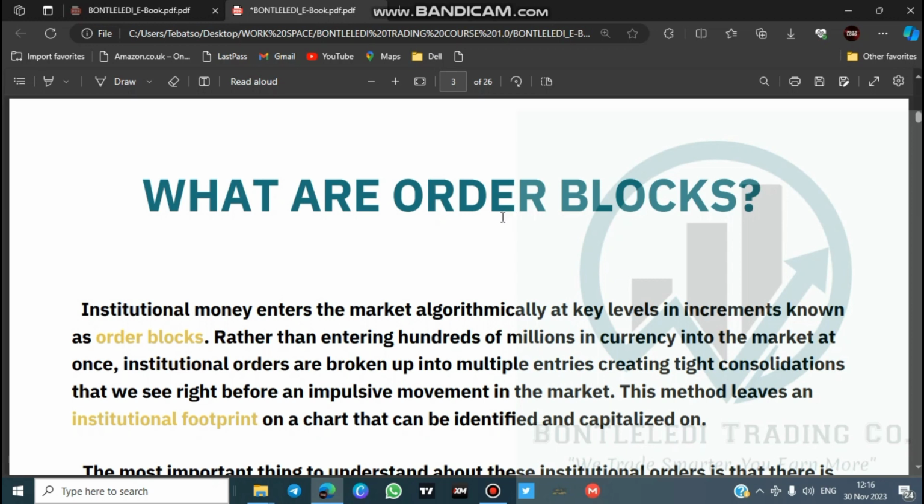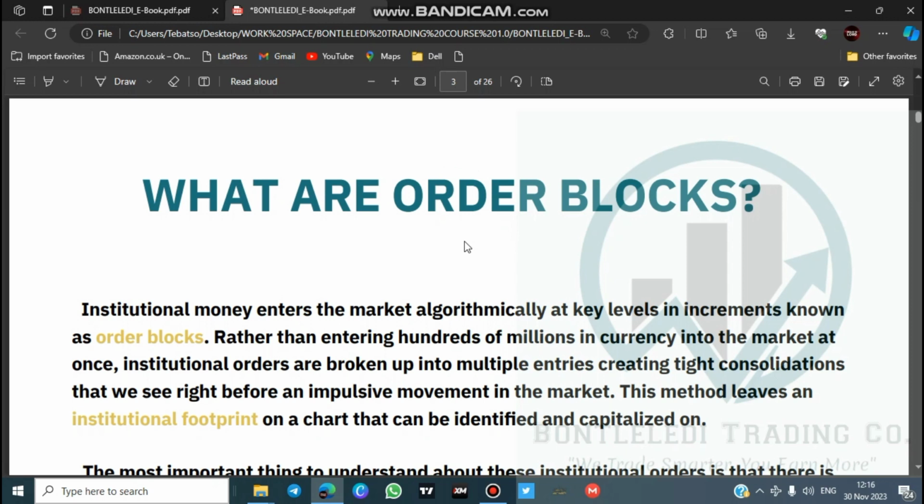First things first, what is an order block? What are these things that we are looking for in the market? Basically, institutional money enters the market algorithmically at key levels in increments known as order blocks.